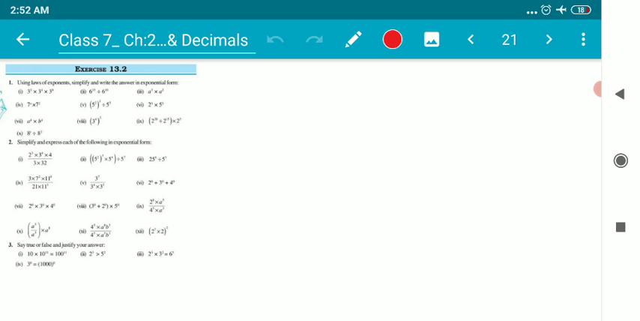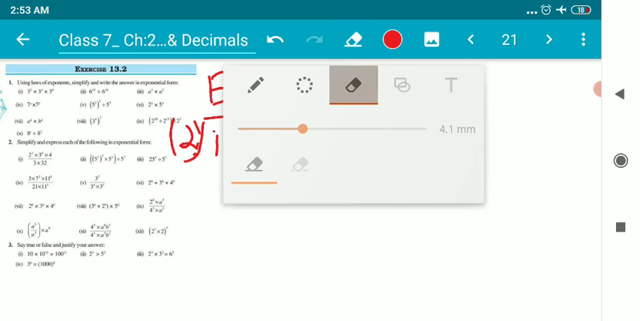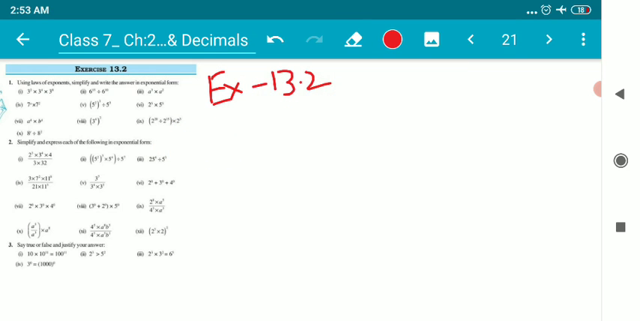Children, we have been dealing with chapter 13, that's exponents and powers, and we're dealing with exercise 13.2. In the previous video, we discussed some simplification of exponential forms. In this video, I'm going to discuss some very interesting and important questions of question number 2. Let's start from question number 4, because 1, 2, 3 have already been explained in the previous video, children. So I'm going to start from question number 4.